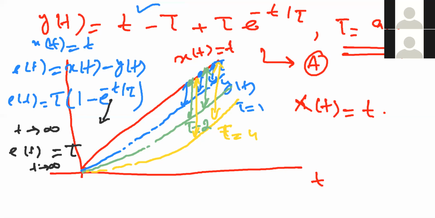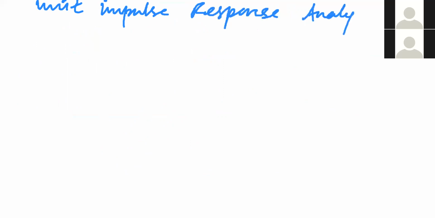If you are interested to find only the transient response of the system, the initial response of the system, then we can use the unit impulse function. So let us use the unit impulse function response analysis.